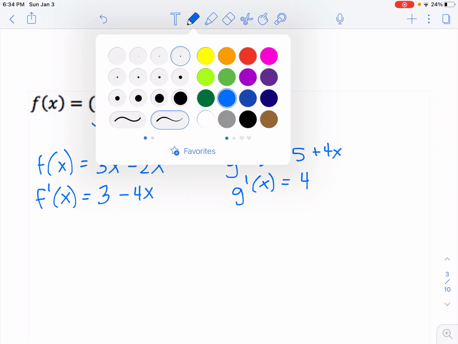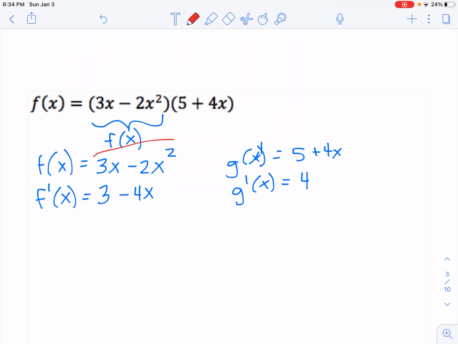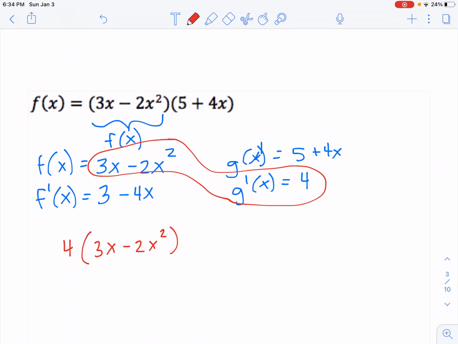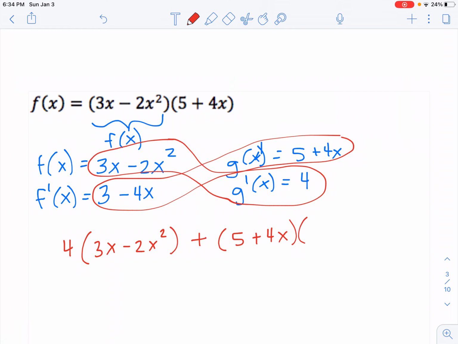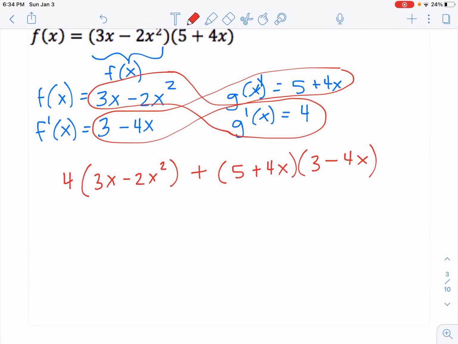And then you're going to multiply f times the derivative of g of x. So that's going to be 4 times 3x minus 2x squared. And you're going to multiply g of x times the derivative of f of x. So plus 5 plus 4x times 3 minus 4x. And we could simplify this.